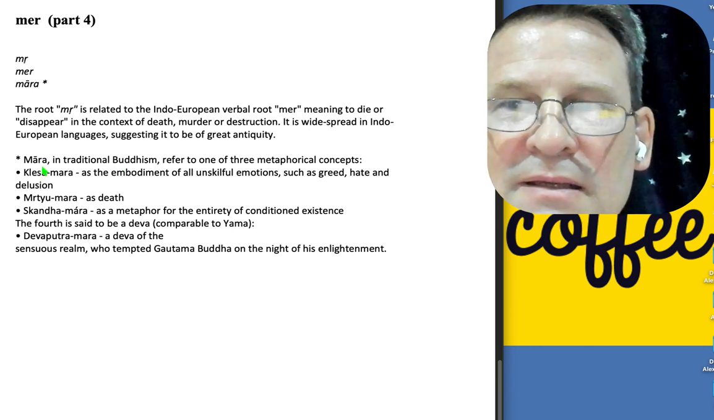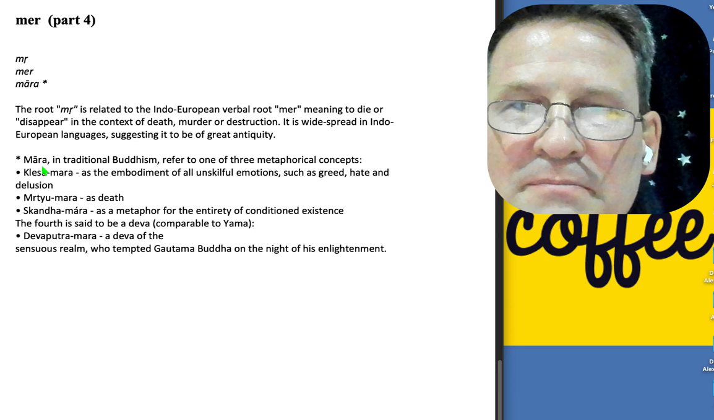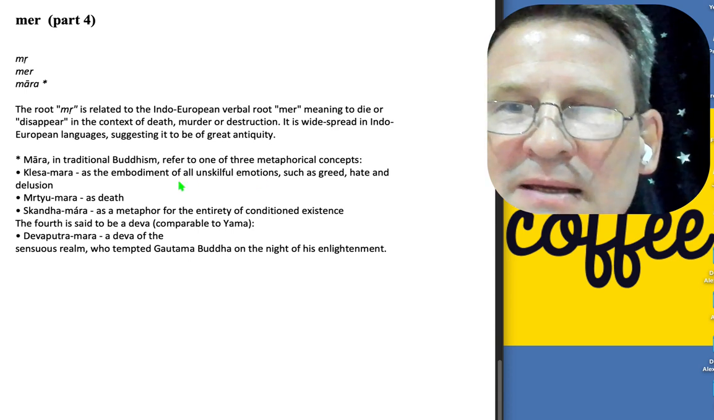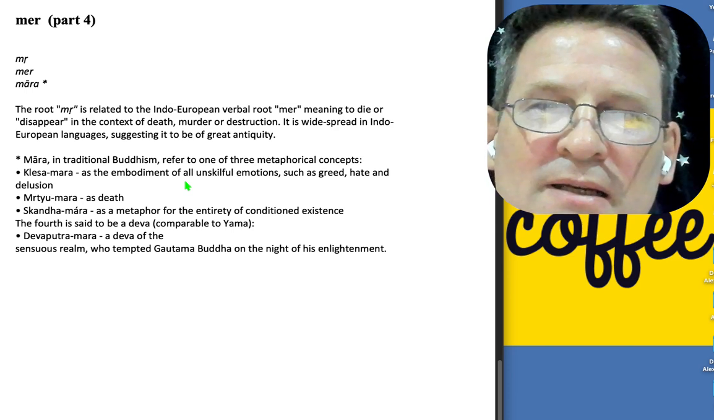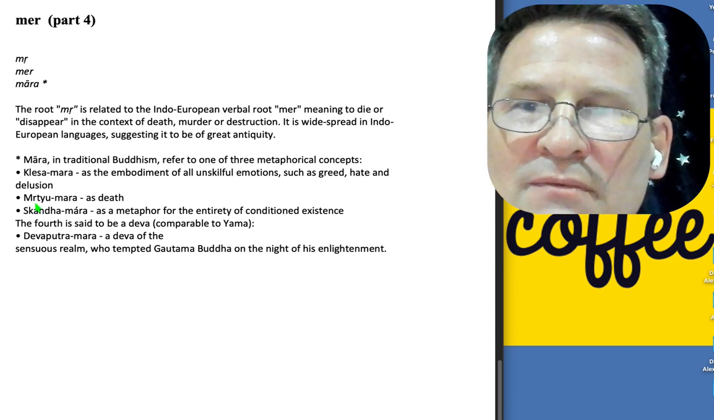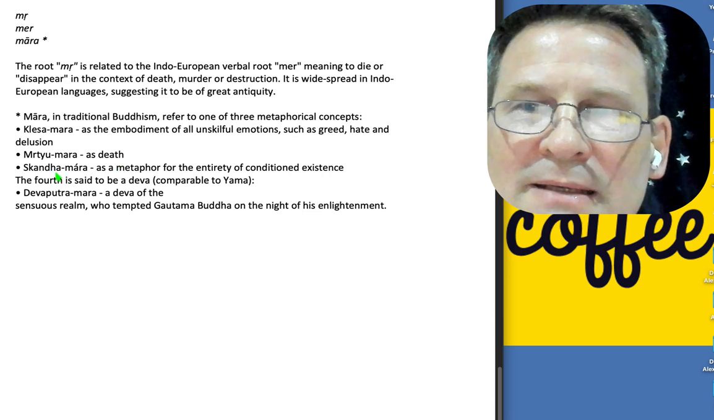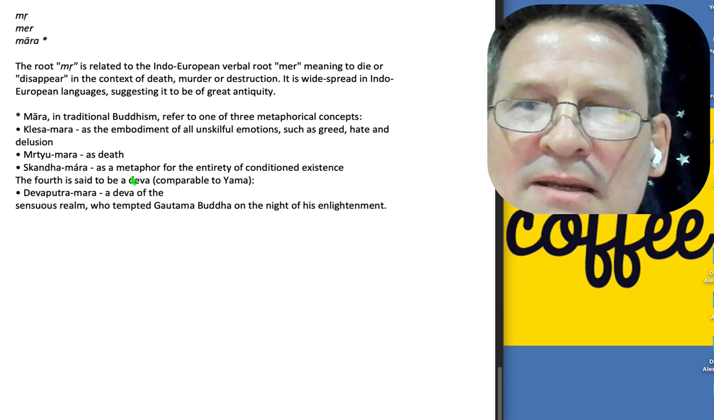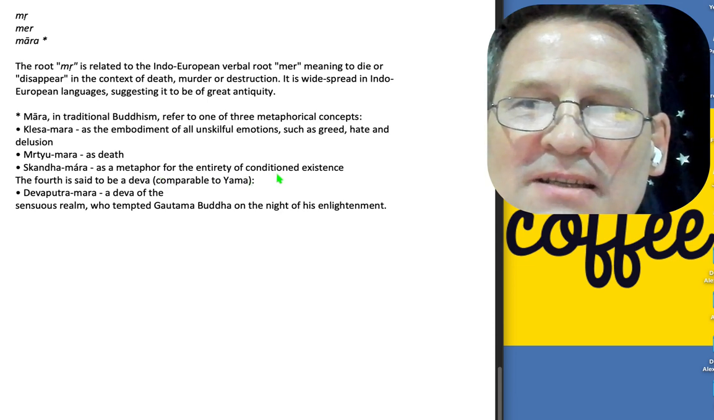And then we've got some beings and concepts. So we've got Mara, who's a being, but also a concept. Refers to one of three metaphorical concepts. Klesa Mara is the embodiment of the unskilled emotions, such as greed, hate, and delusion. Then we've got Mrityu Mara as death in personification, personified, sorry. Skanda Mara as a metaphor for the entirety of conditioned existence.